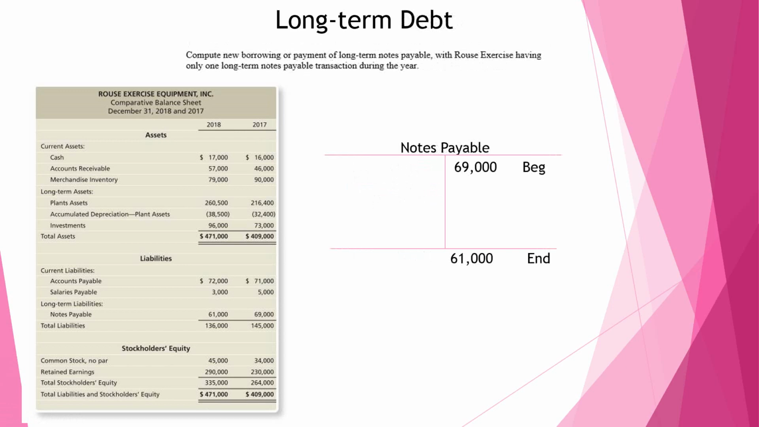Next thing we're going to look at is long-term debt. So we go down here to long-term liabilities. We had one long-term note payable. We started out with $69,000 at the beginning of the year, and we ended up with $61,000 by the end of the year. So we know if we didn't have any new long-term debt, which it says we assume that they only had one long-term note payable transaction, then that means that something happened over here. So if debt got smaller, that means that we paid off the debt for $8,000. We made that note payable smaller by $8,000. So if we paid off a note, that's going to mean a cash outflow also of $8,000.